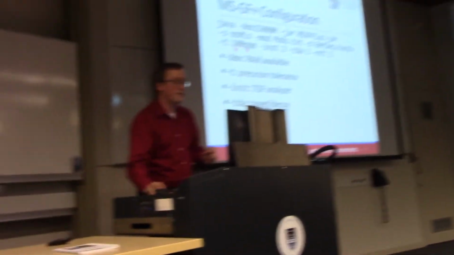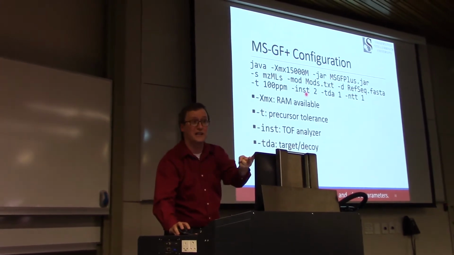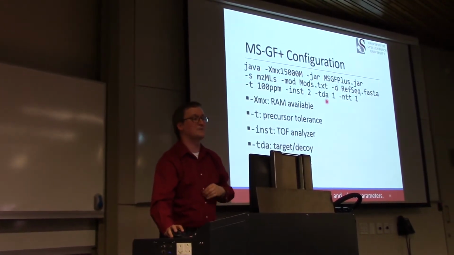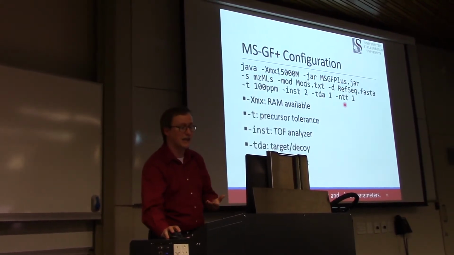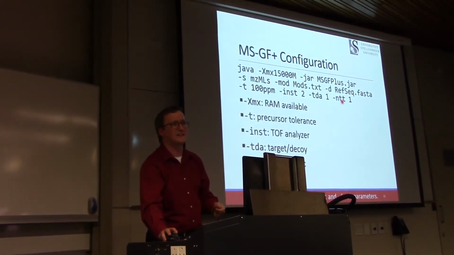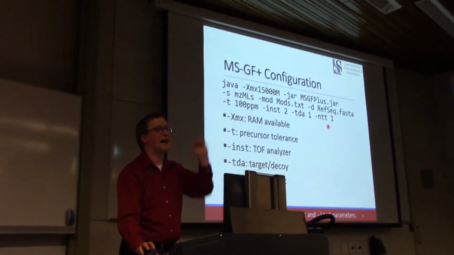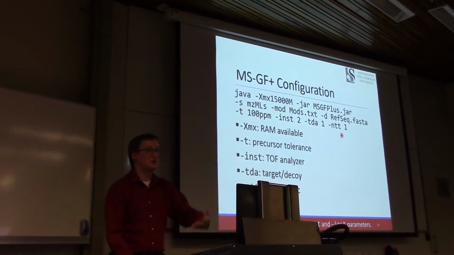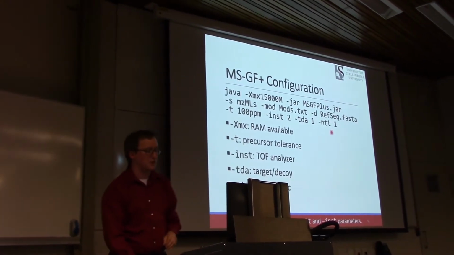So I need to inform the software about my precursor mass measurements. I need to inform it about what kind of instrument collected the fragments. In this case, use the TOF analyzer mode. I need to specify that I'm going to control my false discovery rate by target-decoy analysis. And I need to specify, because it's me, that I'm going to do a semi-tryptic search, because I always do semi-tryptic searches. Anytime you have a few proteins that are highly abundant in the sample, you're going to need to do semi-tryptic peptides to be able to identify much of the peptide coverage. Okay, so this is what the MS-GF search looks like.